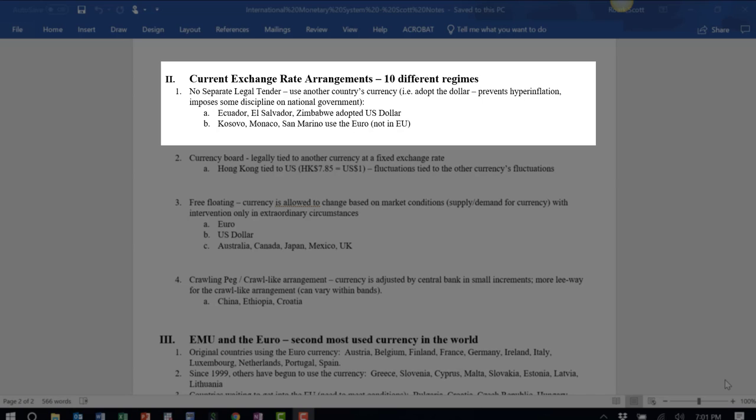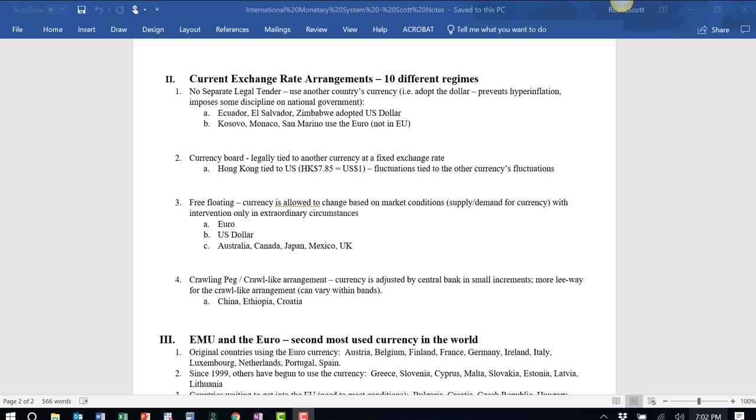Other countries like Kosovo, Monaco, San Marino use the euro, even though they're not in the European Union. So they've adopted a currency that's in a region nearby geographically. And again, it's a way that takes monetary policy decisions out of their hands.